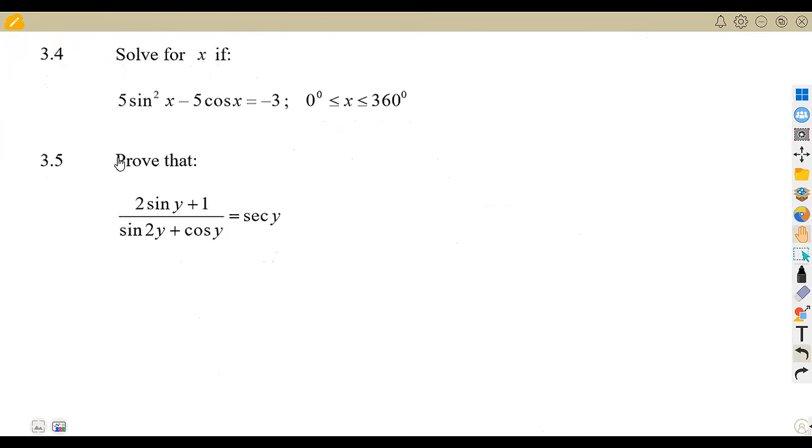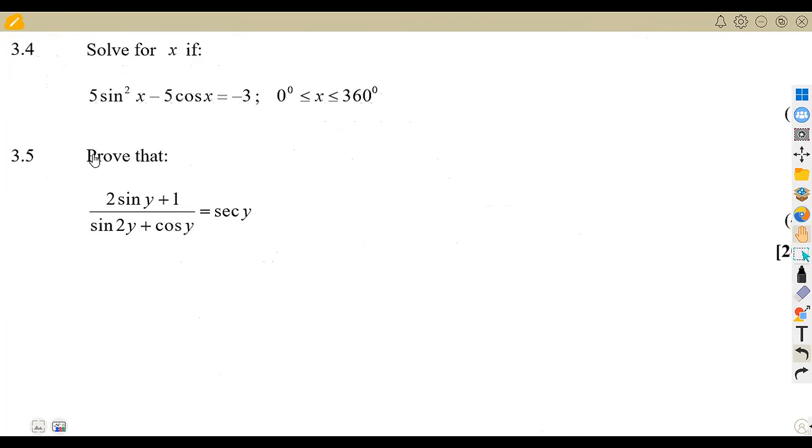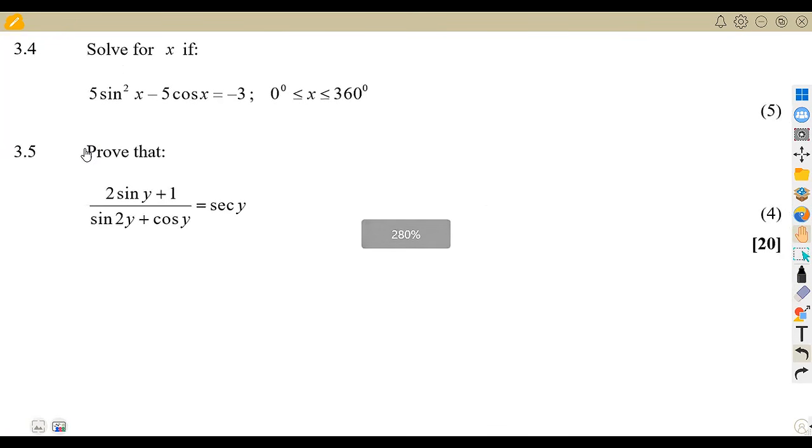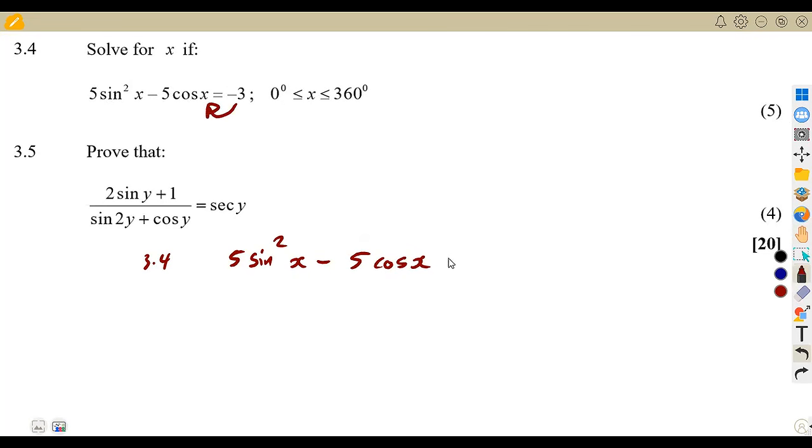Once you know how to simplify, therefore, you must be able to know how to prove. Okay, we've got a proof there on 3.5, but before that, we've got 3.4. So for x, which is an equation now, given 5 sine squared x minus 5 cosine of x is equal to 3. You can even transpose this 3 to the other side so that it becomes a positive 3. This is equal to 0.